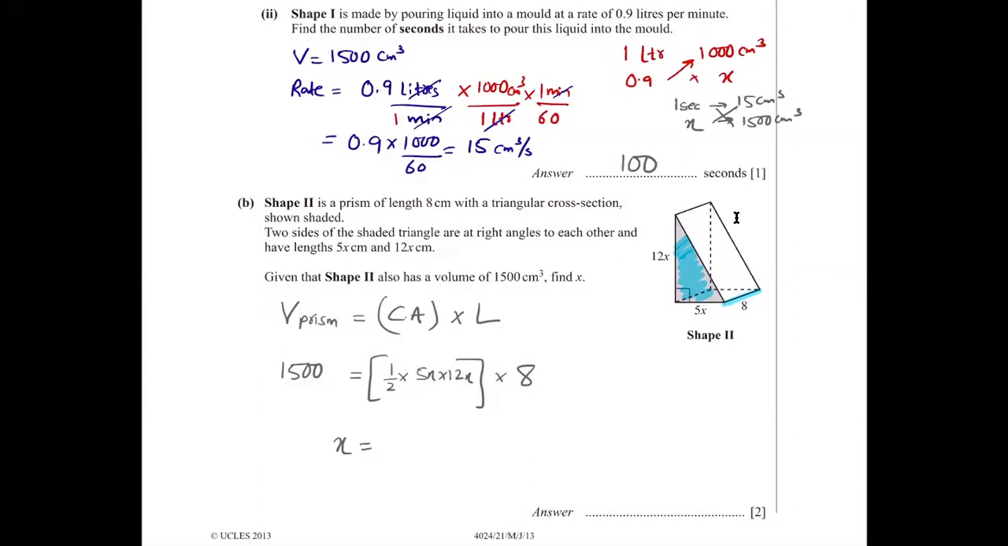Yeah, guys, I'm waiting for you to answer. 17.04. 1500 times 2 divided by 8 divided by 5 times 12. And when you take the square root, I'm getting 2.5, Nawal. Please check your working. So what answer are you getting? 2 minutes, sir.